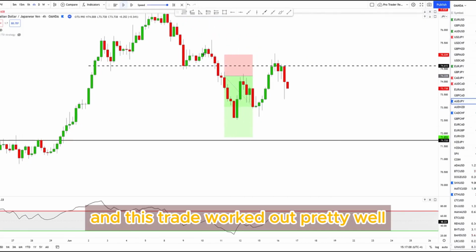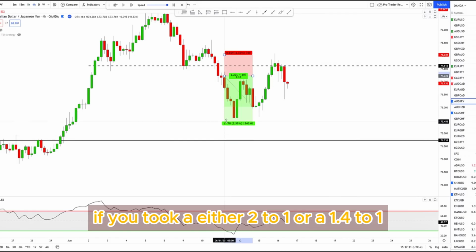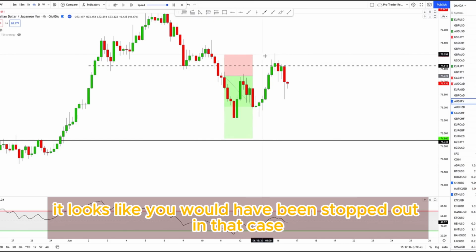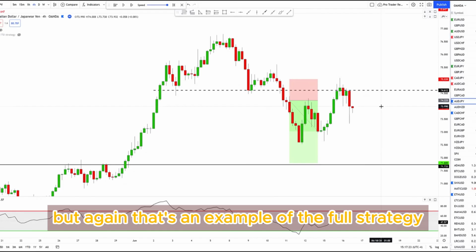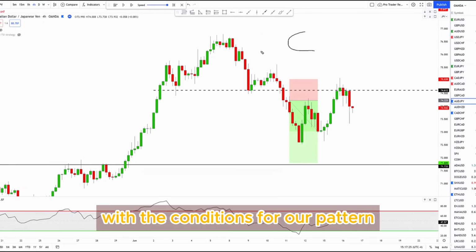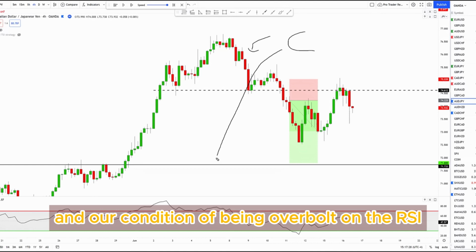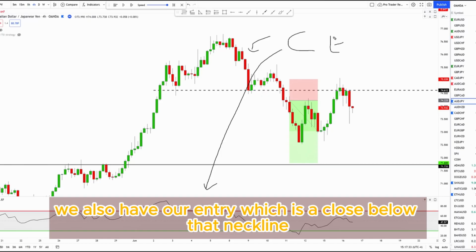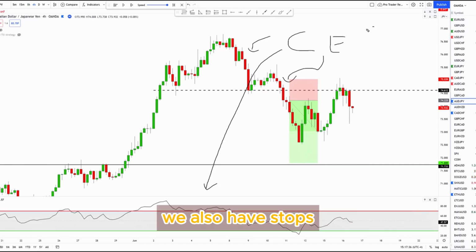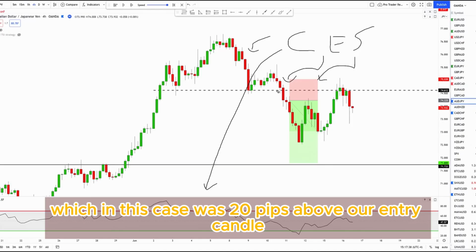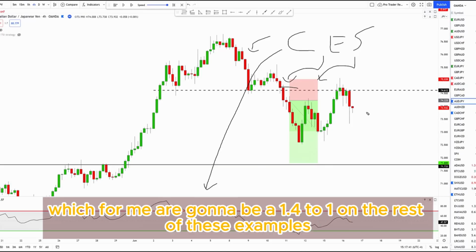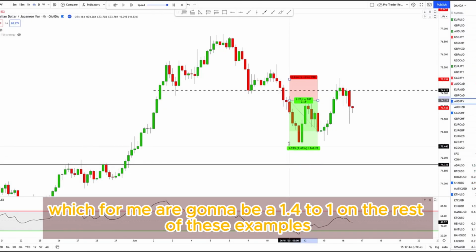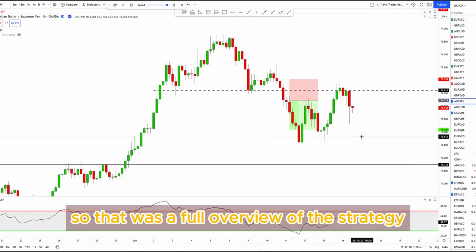And this trade worked out pretty well if you took either a 2 to 1 or a 1.4 to 1, but if you would have tried for those extended targets, it looks like you would have been stopped out in that case. But again, that's an example of the full strategy. At this point, we have conditions with the conditions for our pattern and our condition of being overbought on the RSI. We also have our entry, which is a close below that neckline. We also have stops, which in this case was 20 pips above our entry candle, and we had targets, which for me are going to be a 1.4 to 1 on the rest of these examples. So that was a full overview of the strategy.